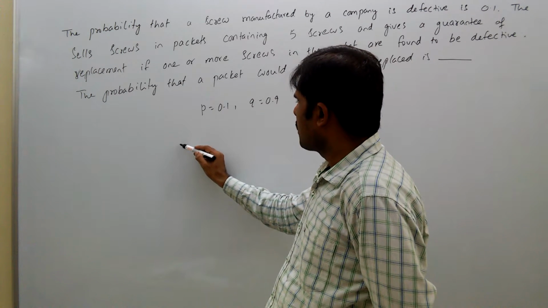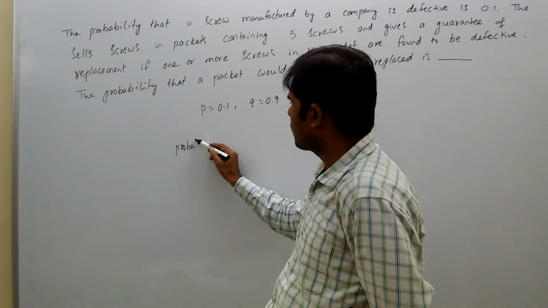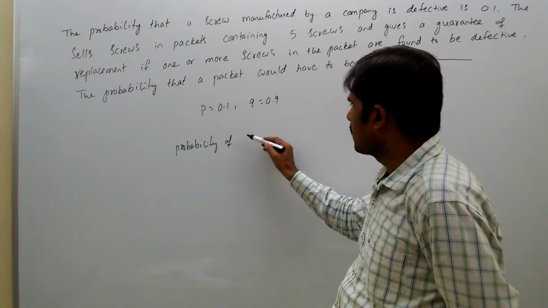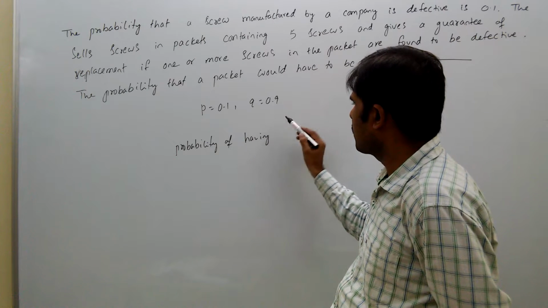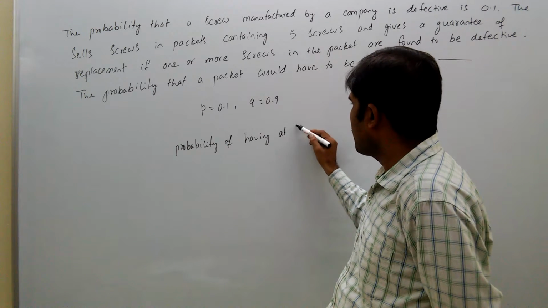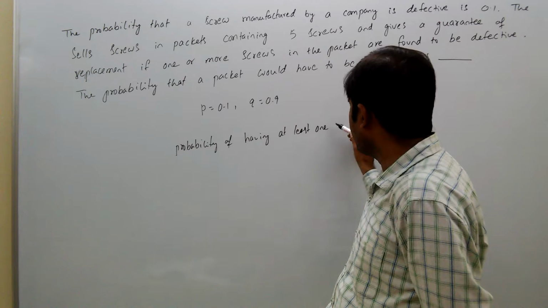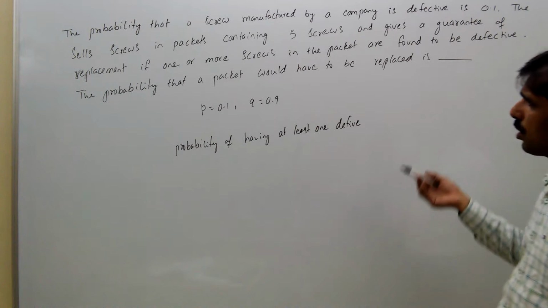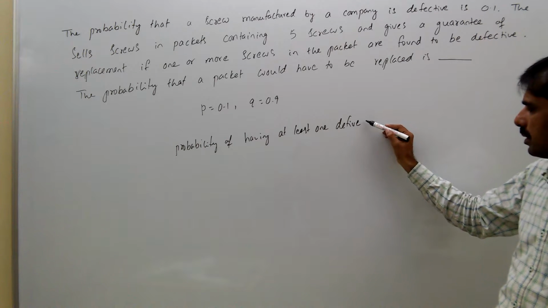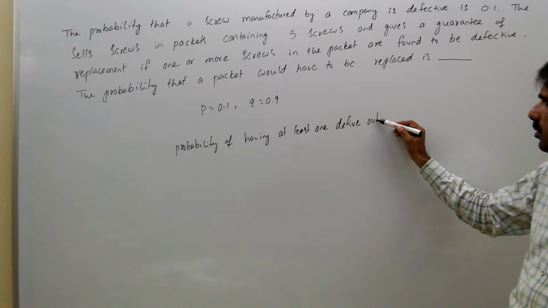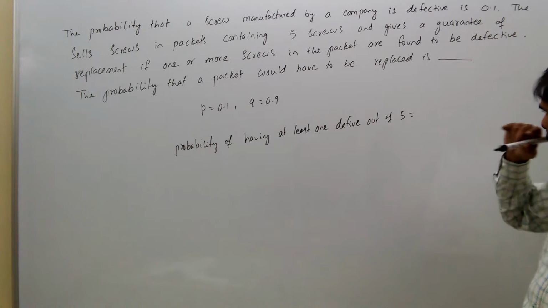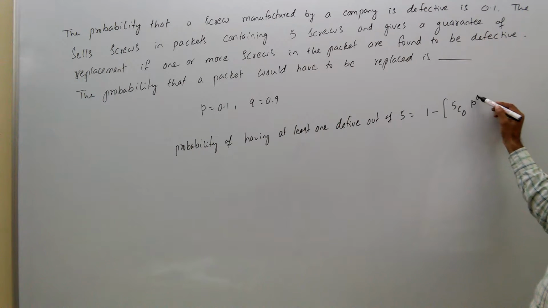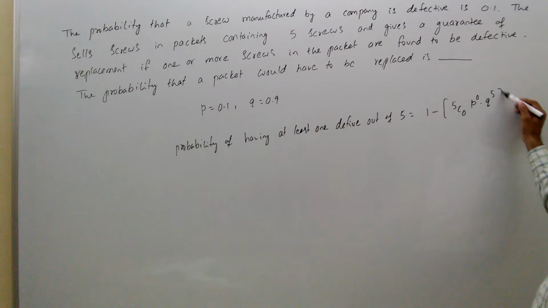That means the probability of having at least one defective. One or more defective means at least one defective. Out of 5, it equals 1 minus 5C0 P to the power of 0 Q to the power of 5.